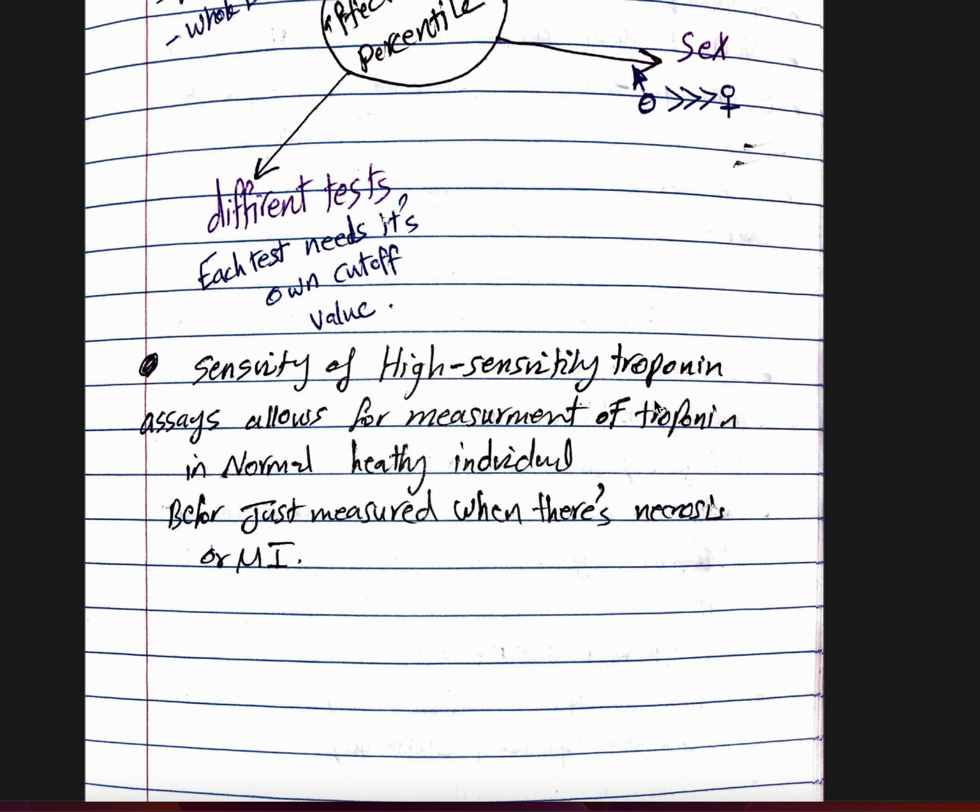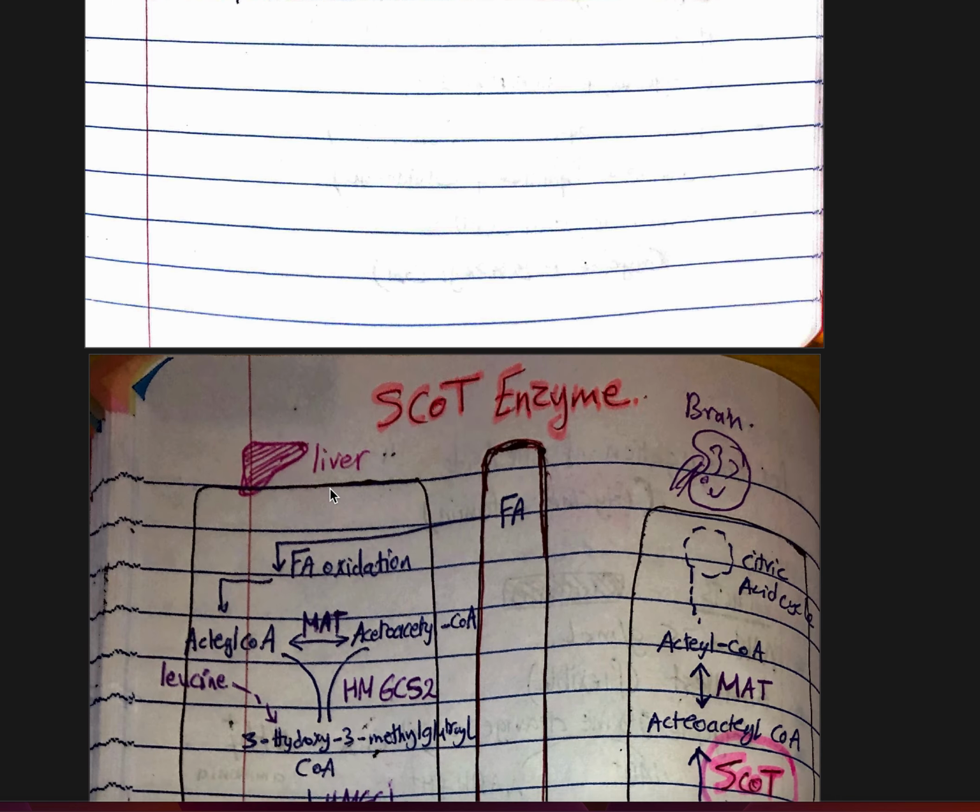The sensitivity of high sensitivity troponin assays allows the measurement of troponin in the normal healthy individual, before necrosis or myocardial infarction happens, not just when there is necrosis or myocardial infarction.